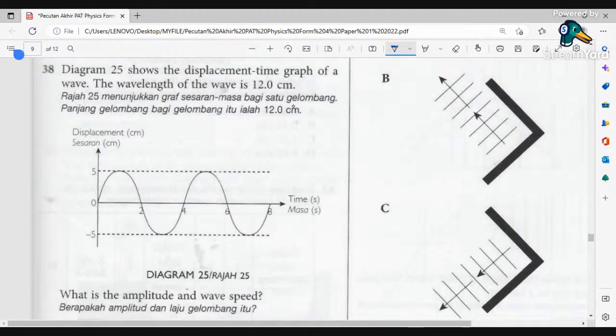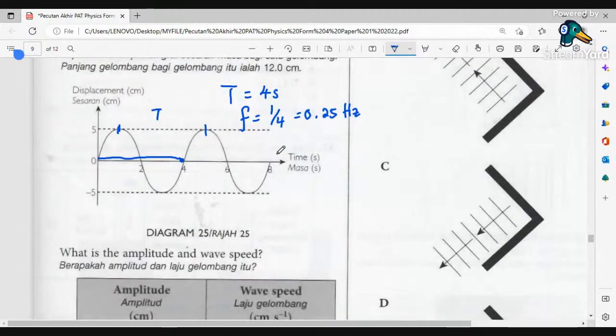38, diagram 25 shows displacement time graph of wavelength 12. Okay, displacement time. So means between two crests ini ialah period, ataupun one complete wave is period. Period equals 4 seconds. Frequency equals 1/4, means 0.25 Hertz. Okay, wavelength given 12, lambda.